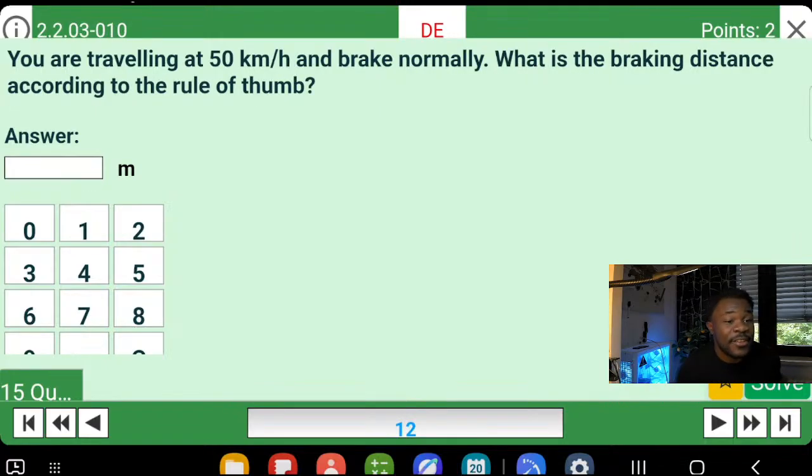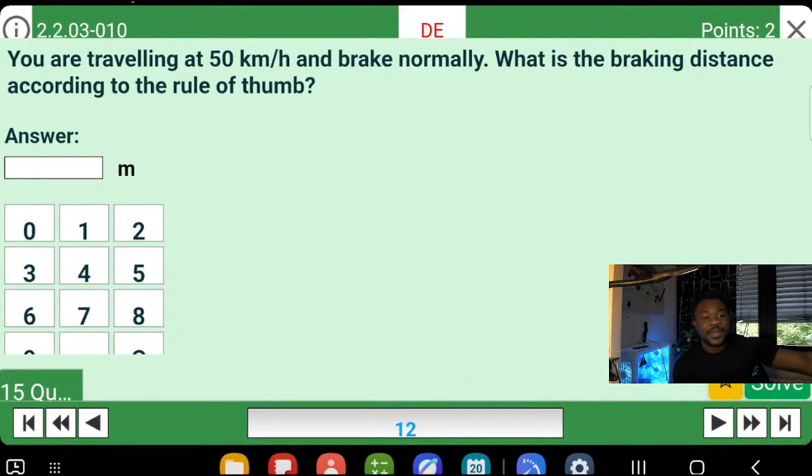You are traveling at 50 kilometers per hour and brake normally. What is the braking distance according to the rule of thumb? Right here, everybody should know the answer. So chat, I want to get the answers in the chat. What's the answer for this question? Get me the answer in the chat. What's the answer to this question?